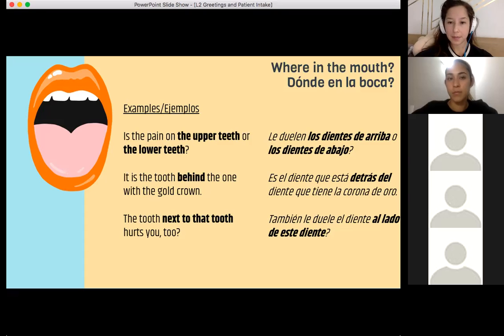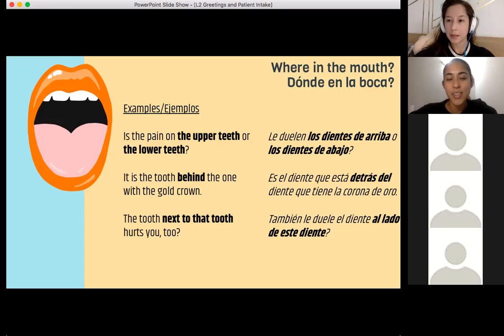I actually have a question on this one. How do you know where to put the también? Like, can you also say le duele también el diente? The only rule that I know is you can't put también at the end of a sentence. I think it can go in a different place. Do you have any input on that, Roxy? I see it usually at the beginning of the sentence.